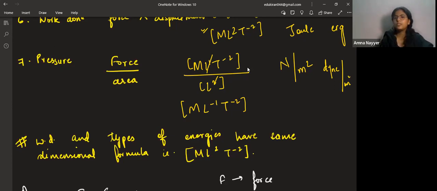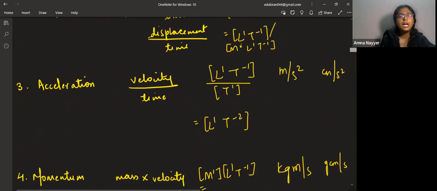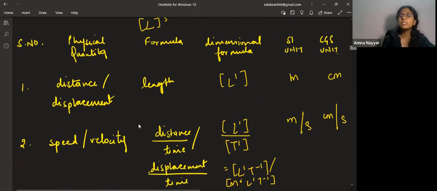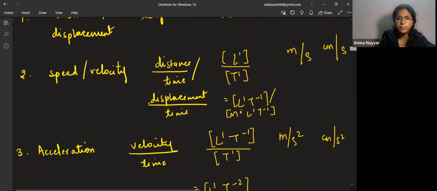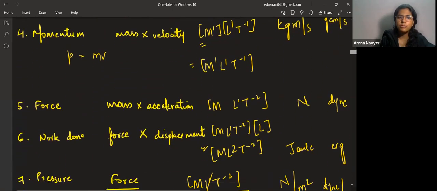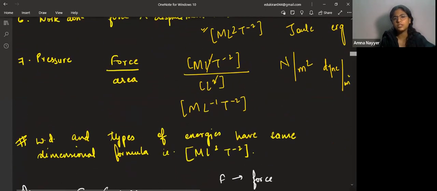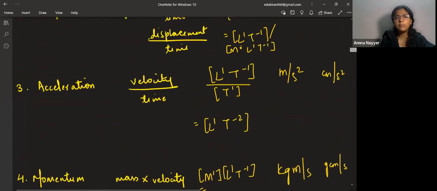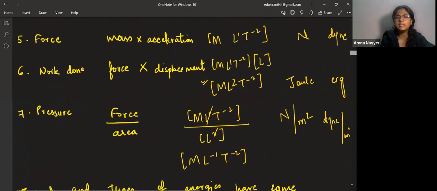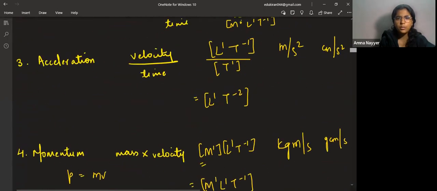All right. So this is what you should just remember: force, pressure, and from this distance is just length. So these quantities: speed, acceleration, momentum, force, work done, pressure. Pressure also you can make by yourself. These quantities are sufficient. Just start noting it down.